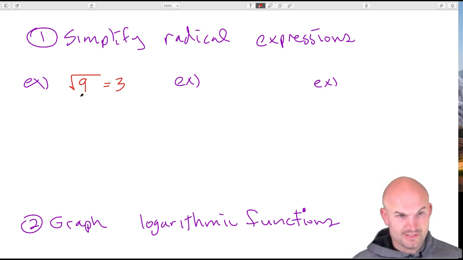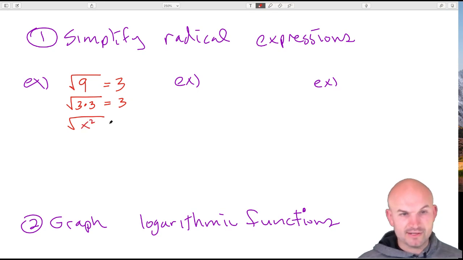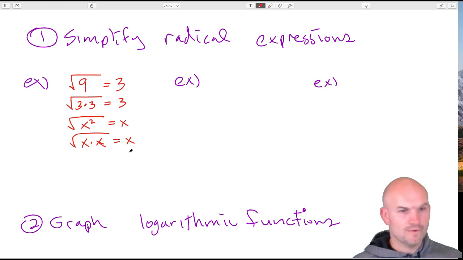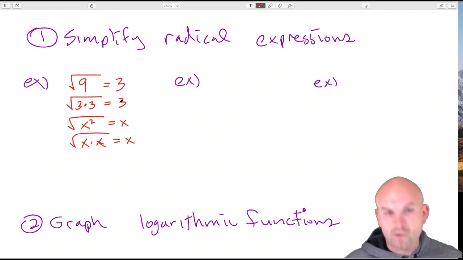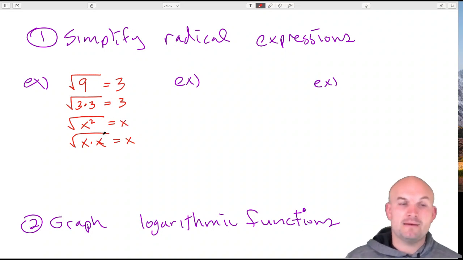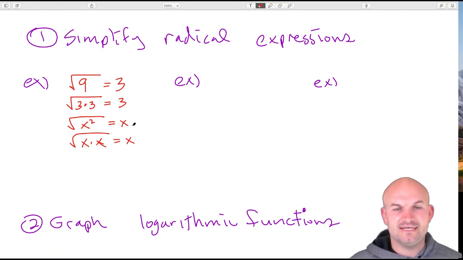Another way that we could write this when we're first learning this is as the square root of 3 times 3. You can see 3 is being multiplied by itself. This gets to equal 3. So that becomes the same thing as the square root of x squared. That's just going to be x, because x times x equals x squared. That's really the idea when we're looking at the square root. And the cube root would be multiplying by itself twice: 3 times 3 times 3, or x times x times x. Same kind of idea, just going up as the index gets higher and higher.